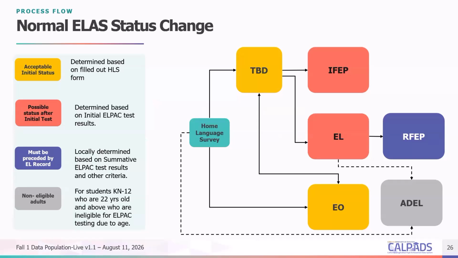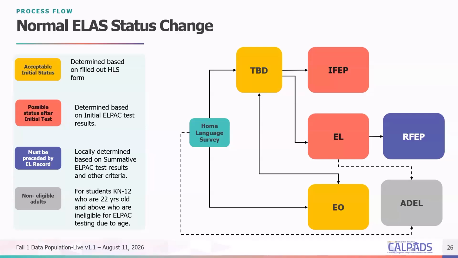So in this slide, the chart shows a logical sequence of an ELAS code. The first step for an LEA to take regarding ELAS is to distribute and collect a home language survey for students. The home language survey should be administered to a student only once upon a student's initial enrollment in a California school. If the home language survey indicates English or American Sign Language is the sole language spoken at home, the student will be given an ELAS of English only, or EO.